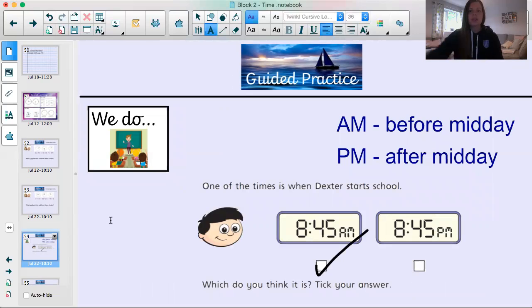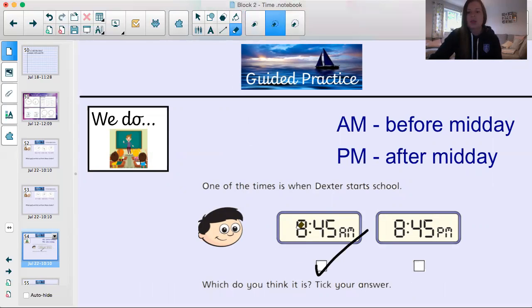One of the times is when Dexter starts school. Which do you think it is? Do we think it's 8:45 AM or 8:45 PM? Now I've ticked AM because AM means before lunch, PM means after lunch or midday. So it cannot be 8:45 PM because that's at night. That's probably when you're in bed or getting into bed. He would start school in the morning, which is 8:45, 45 minutes past 8 in the morning, or we might say 8:45.